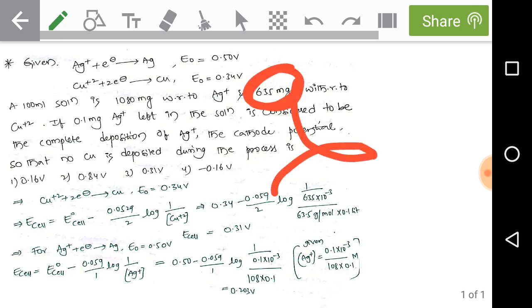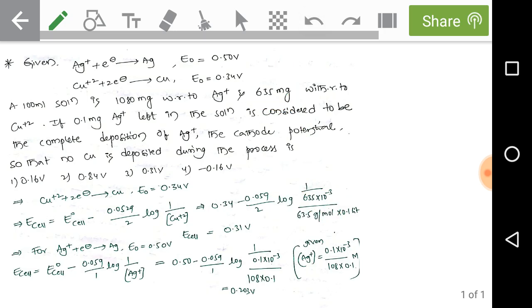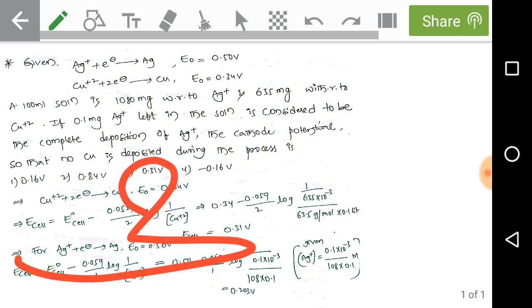Whenever we convert into grams, that is 635 into 10 power minus 3 grams, divided by the molecular weight of copper, 63.5 grams per mole, into the volume. Here the 100 ml solution is considered as 0.1 liter. So just substitute all of them, and from that the E cell of that copper half cell is 0.31 volt. Now for silver plus, and that is the answer, option 3 is correct.